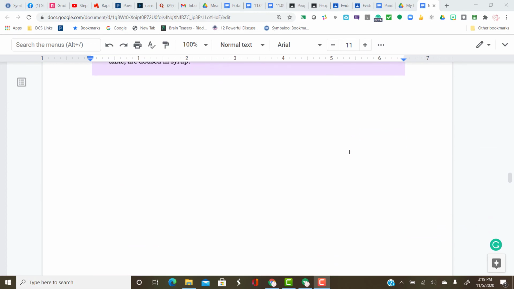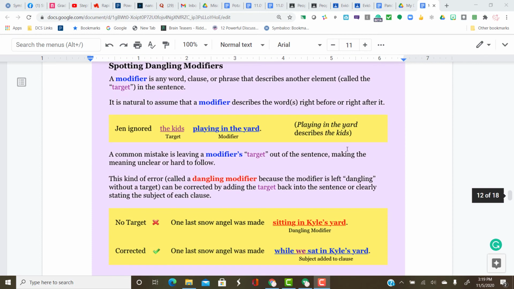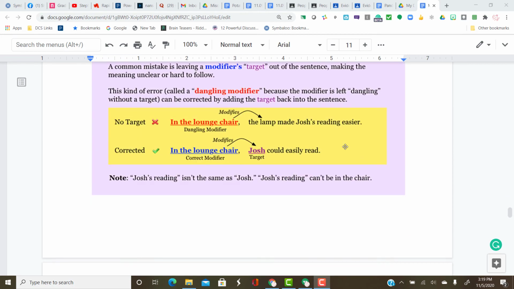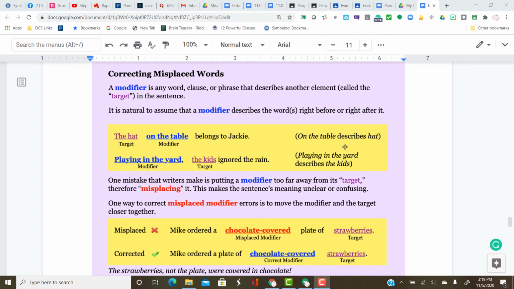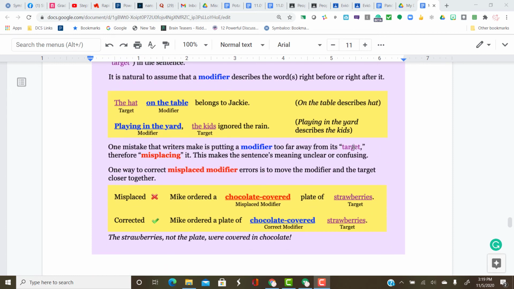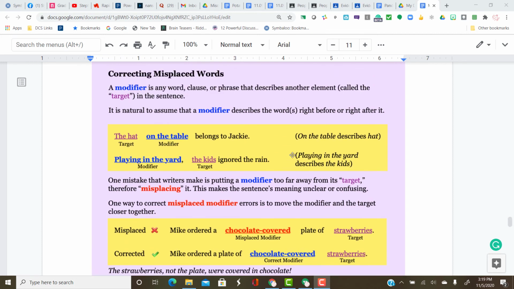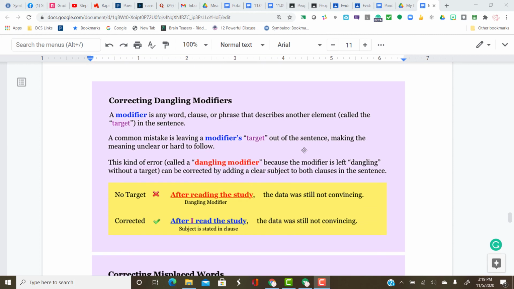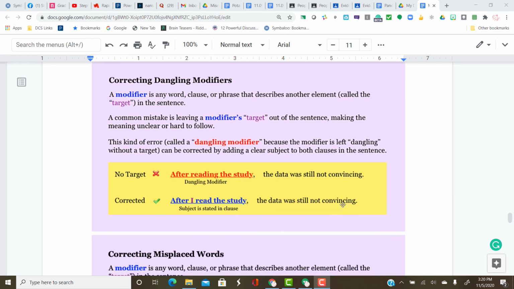Slide 11, nothing new. Slide 12, nothing new. Slide 13, nothing new. Slide 14, nothing new. Slide 15, nothing new. But slide 16 has another good example of a dangling modifier. Again, fixed by turning a prepositional phrase into a subordinate clause by adding a subject, I. After reading the study, the data was still not convincing. Who read the study? You have to put something in there. So you just put a subject. After I read the study, the data is still not convincing.